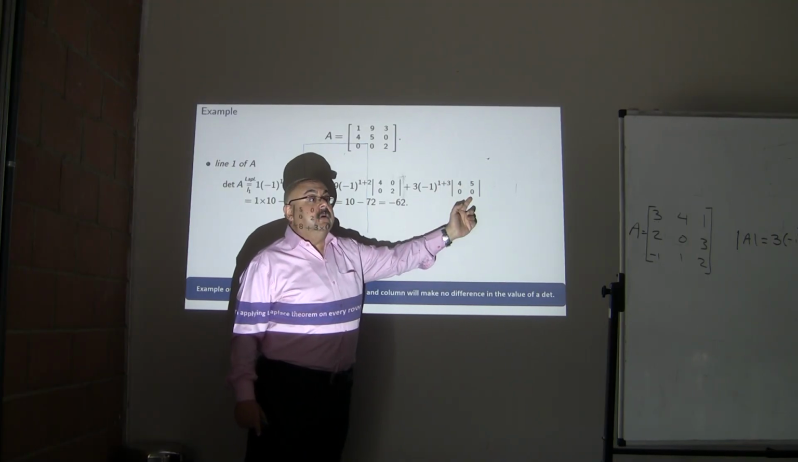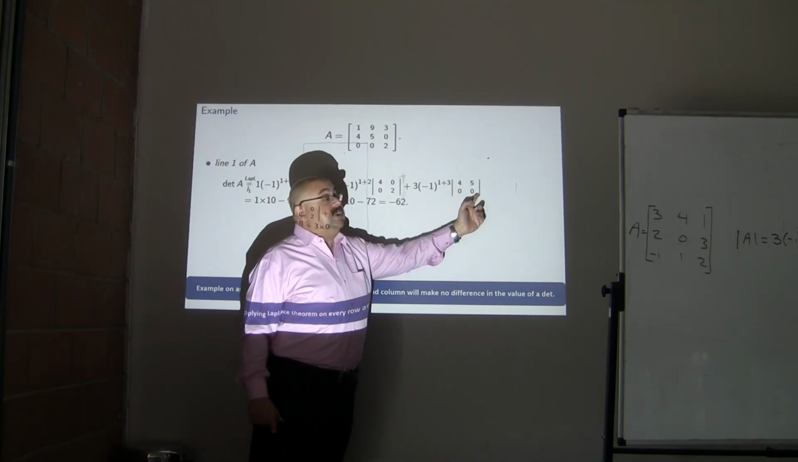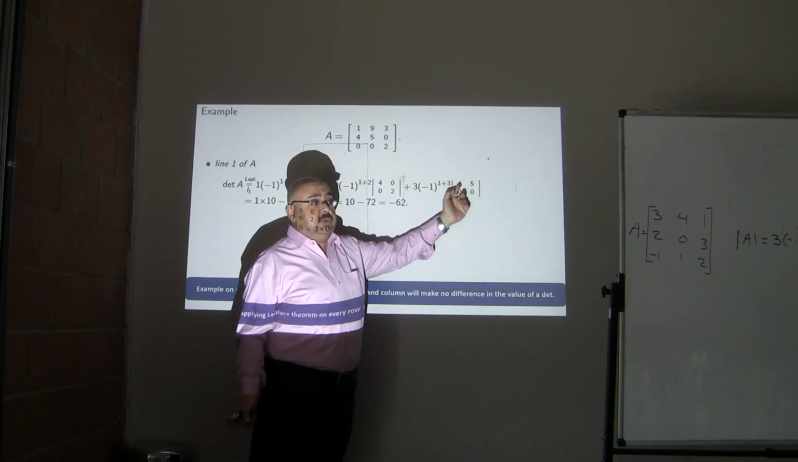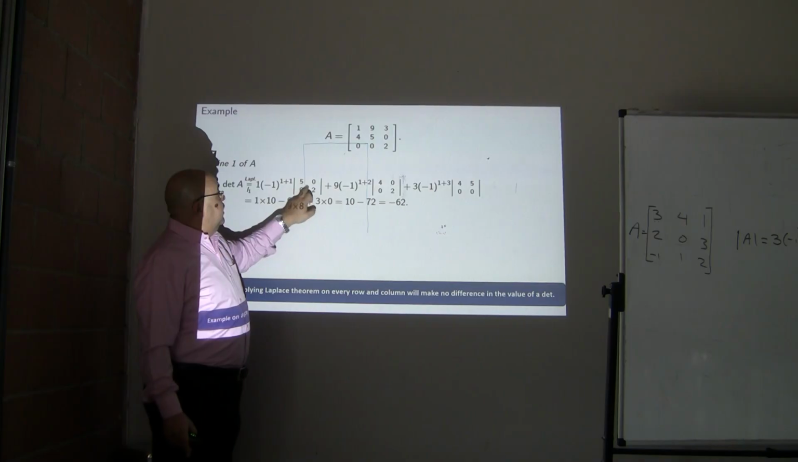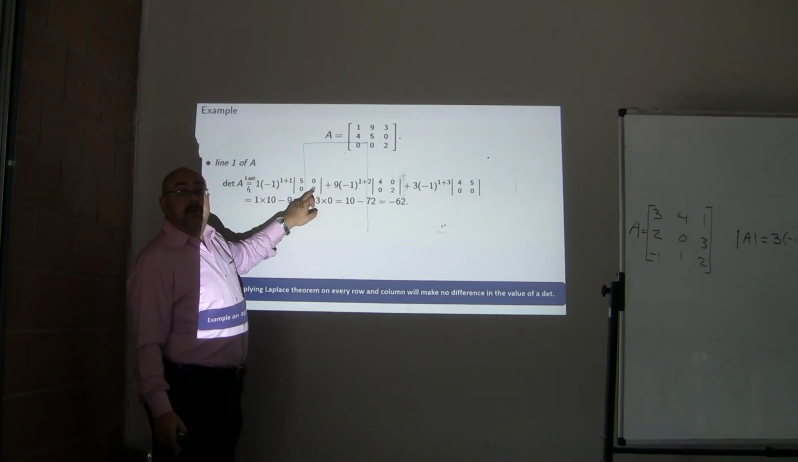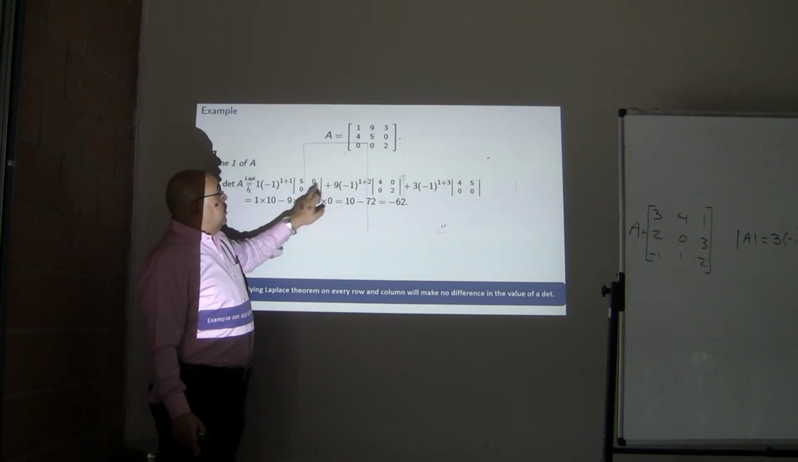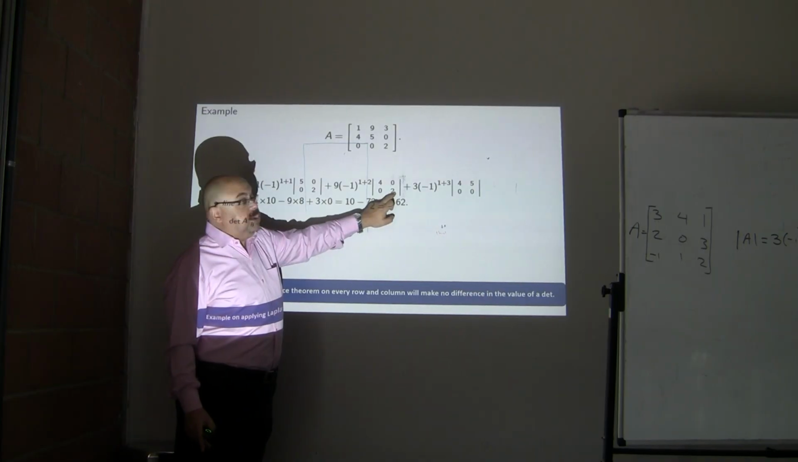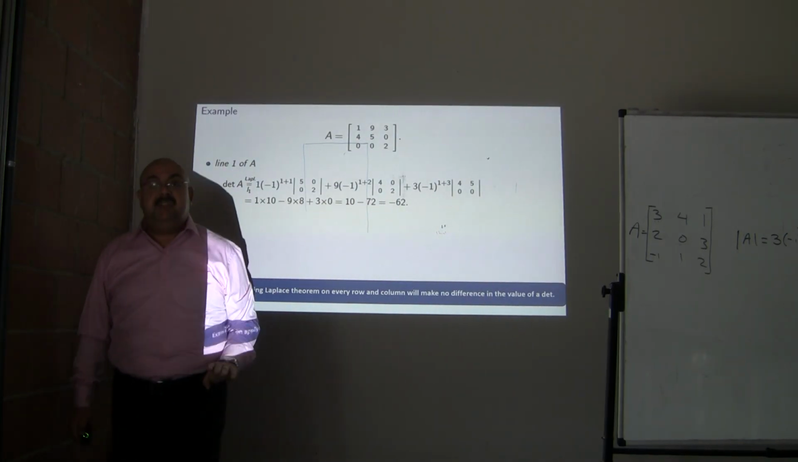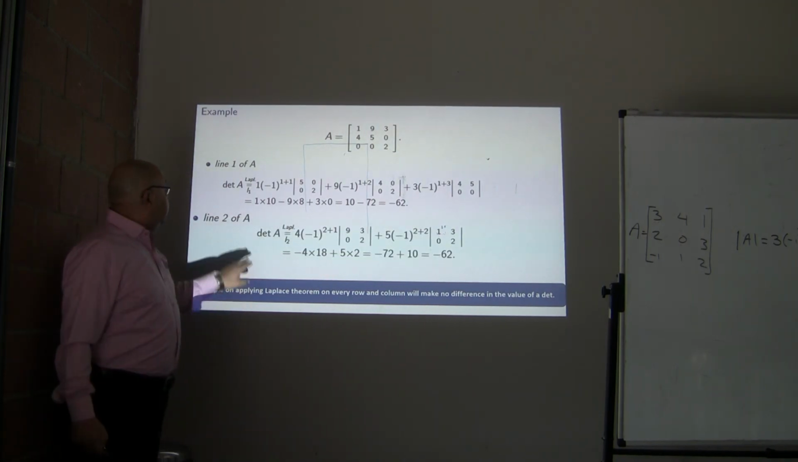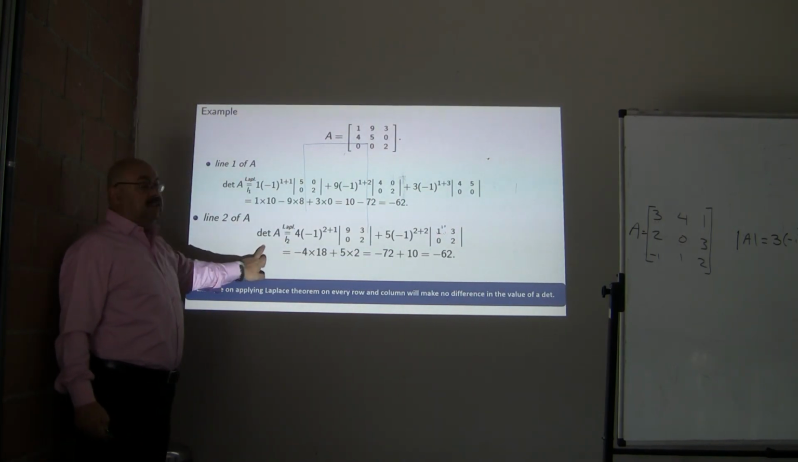If you remember the previous slides, this one I'm not going to evaluate. Why am I not going to evaluate this one? Because it contains a row of zeros, so it's equal to 0. So I'm evaluating just only this one, which is 5 times 2, of course minus 0. This one is 4 times 2, which is 8, minus 0. You will be able to evaluate it. It's negative 62. If I want to evaluate using the second line, it's going to be similar.